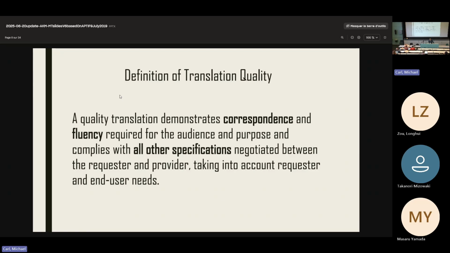So here's the definition. A quality translation demonstrates correspondence and fluency, two properties, required for the audience and purpose of the translation, and complies with all other specifications negotiated between the requester and the provider, taking into account requester and end user needs. Not just what the requester wants, because ultimately they've got to take into account the end user, the person who's going to read the translation. This is my definition of translation quality based on ISO 9000.